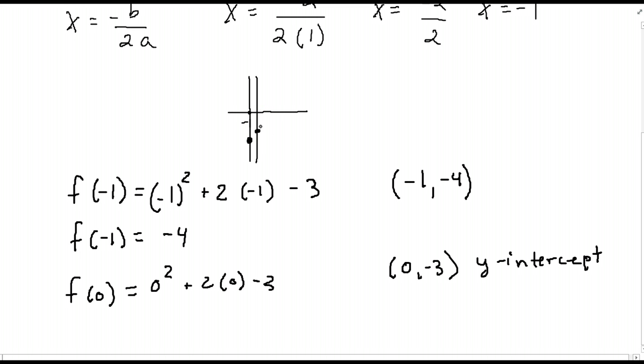So now we need to find the reflection of our y-intercept, which is going to be on the left side of our axis of symmetry because the y-intercept is on the right side of the axis of symmetry. The way we do that is we look at how far over our y-intercept is from the axis of symmetry.